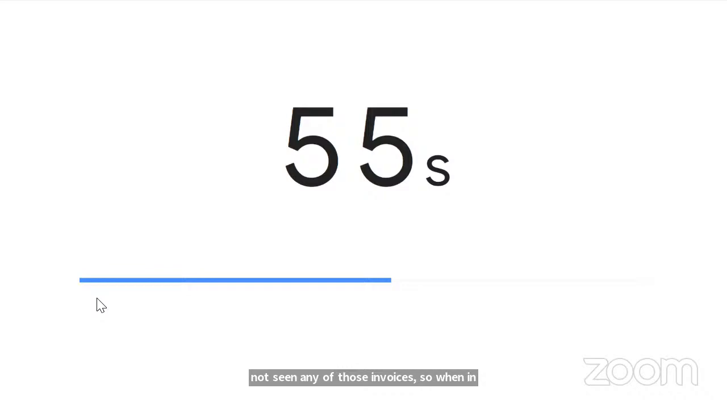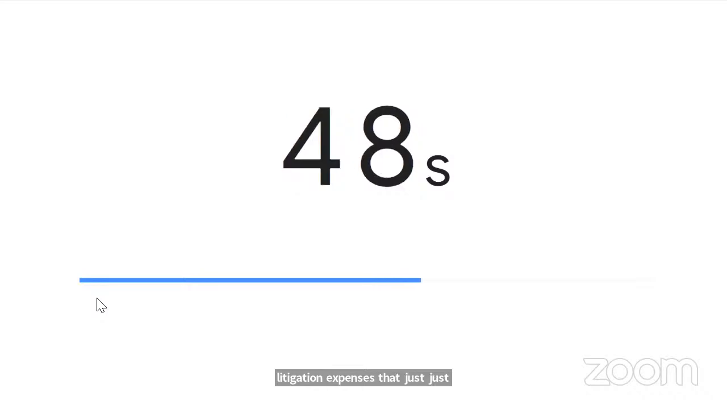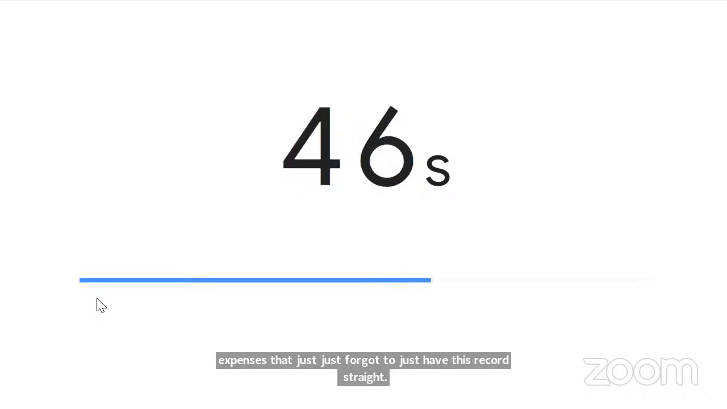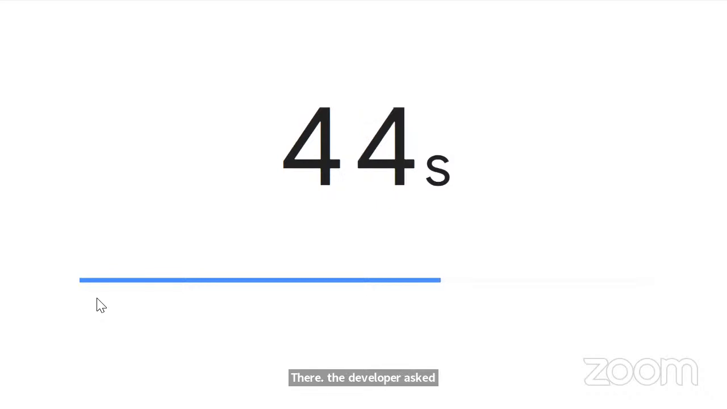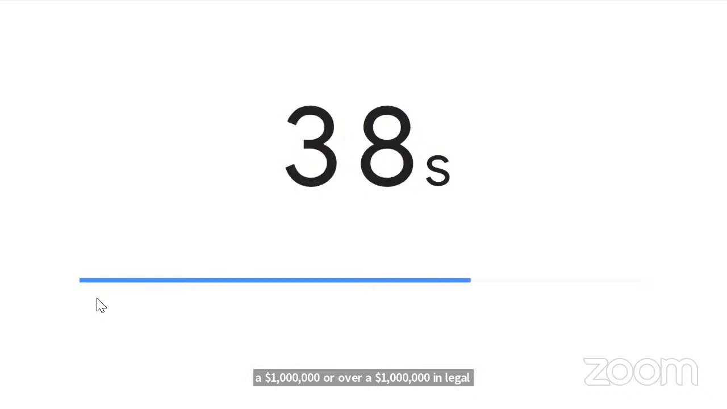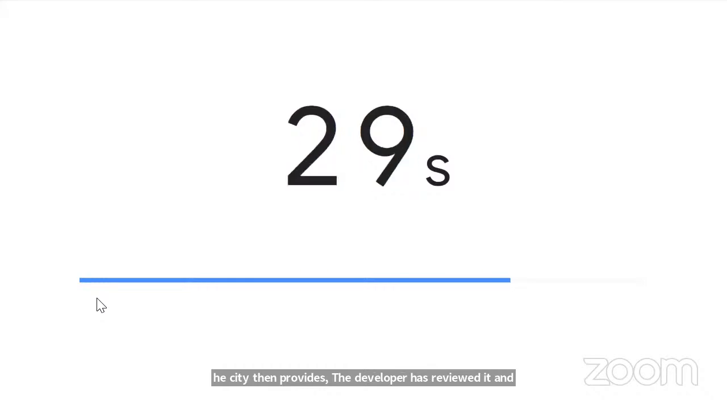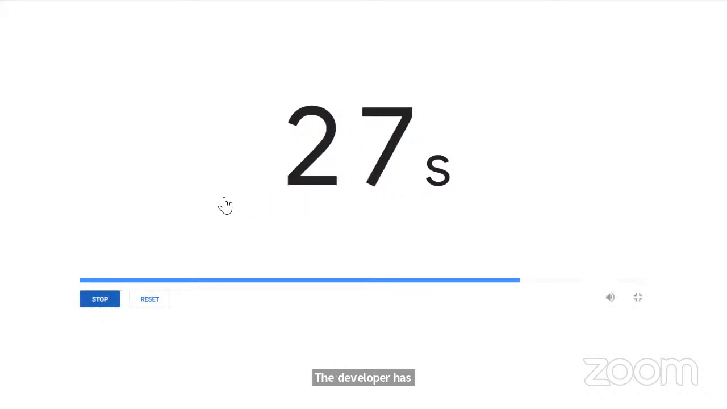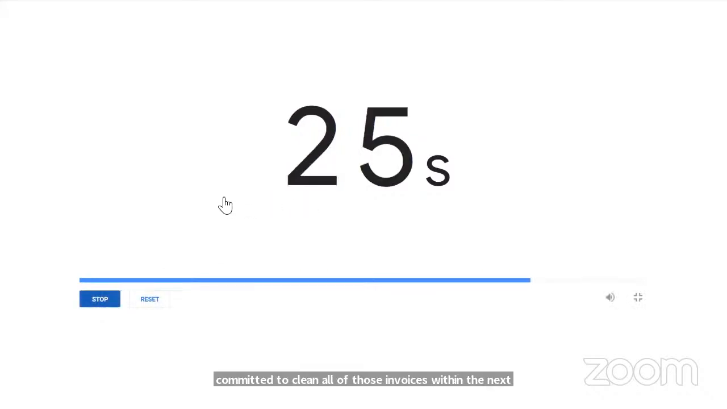In addition, on the litigation expenses, just to set the record straight, given the amount, almost $1 million or over $1 million in legal expenses, the developer asked for, and the city then provided, some detailed billing data. The developer has reviewed it, and the developer has committed to paying all of those invoices within the next 30 days. So I just wanted to make sure everyone is aware of that.